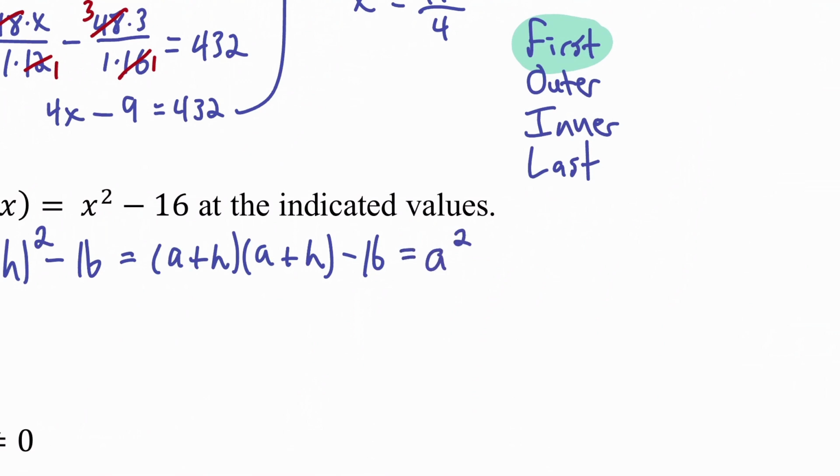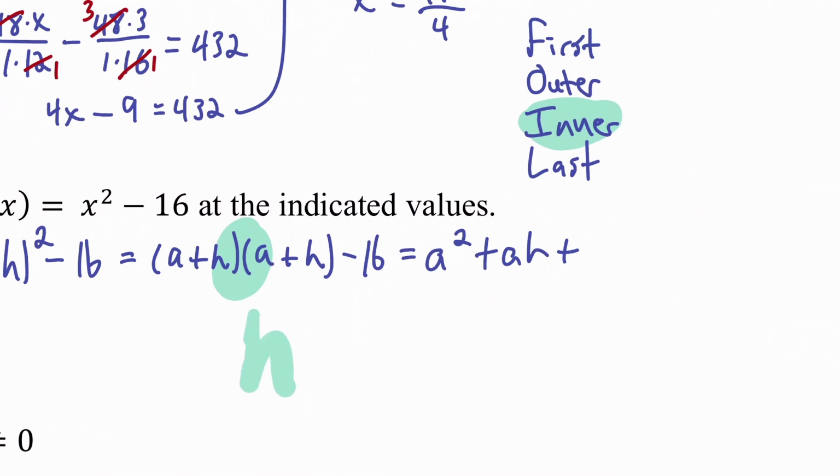Then you're going to go to the outer, whatever is the outer pieces. So thinking about the parentheses being the center, you want to take the two outer things, a and the h in the second factor. So a times h. Plus the inner. That will be the two things closest to the center, h times a.